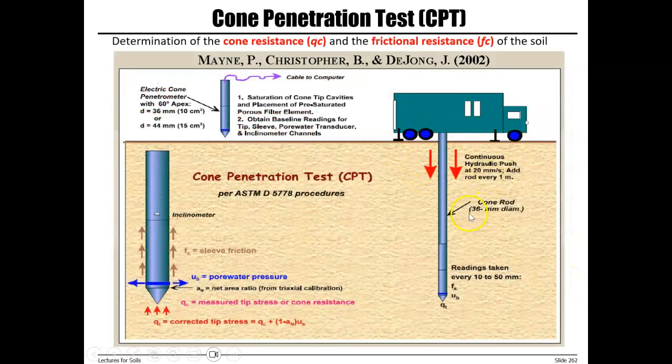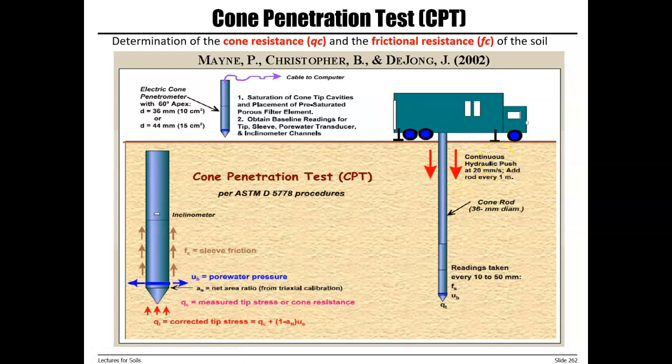So this is how it works. It's a continuous hydraulic push, and there is an extension, so they push the rod that has a cone on the tip into the soil and then add the extension. Another characteristic of CPT is that it's a continuous test.